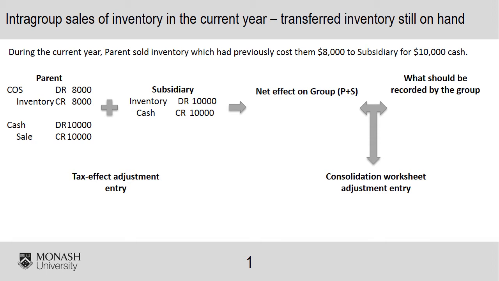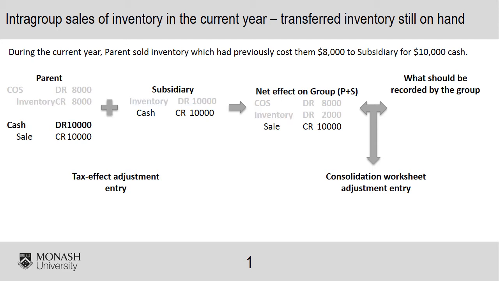So the net effect on group, which is the simple addition of what the parent reported and what the subsidiary reported. Parent recorded 8,000 debit to cost of sales. Subsidiary did not report any cost of sales because they are the buyer. Therefore, the net effect on group would be a total debit of 8,000 to cost of sales. Inventory was credited for 8,000 by the parent and debited for 10,000 by the subsidiary.